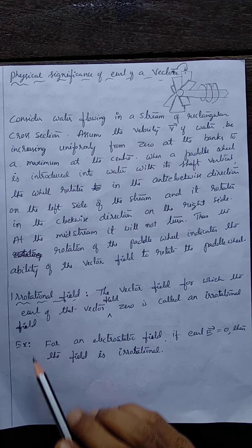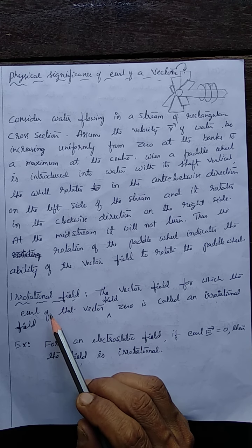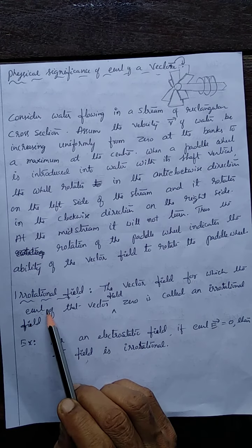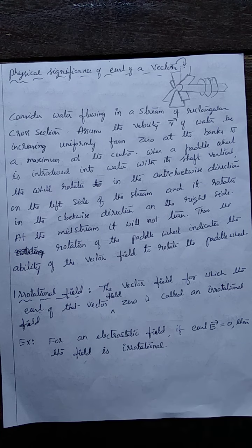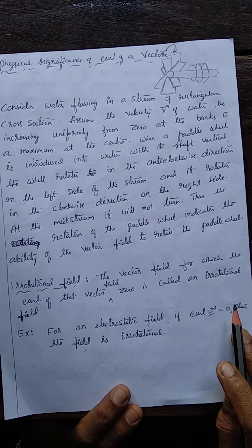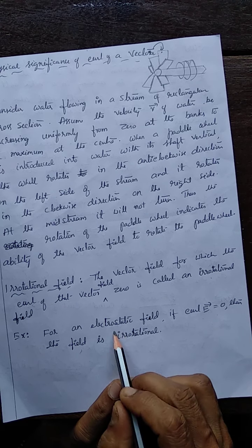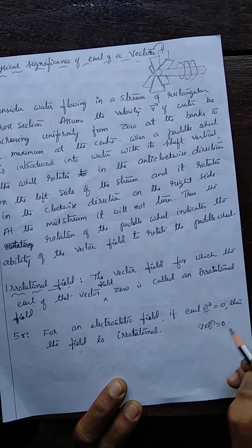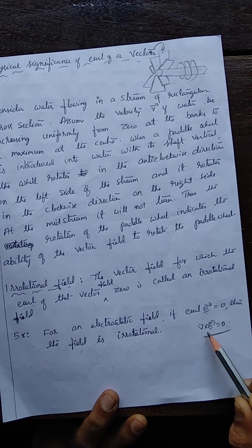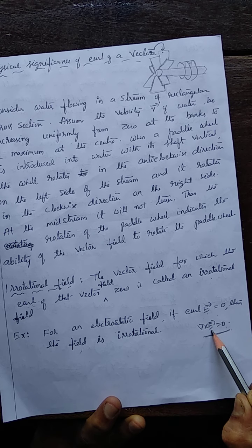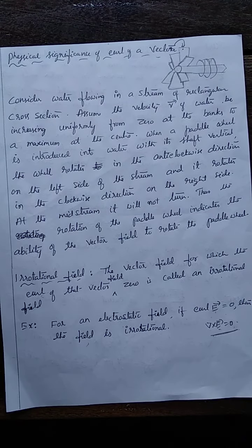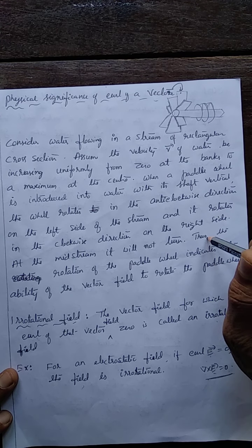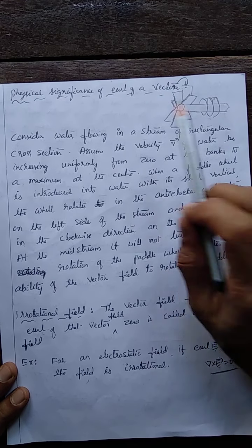When del cross F is 0, there is no rotational effect. There is no rotation produced in the field, so such a field is called an irrotational field. For an irrotational field, del cross F is 0, or curl of that is 0. In the case of an electrostatic field, curl E is 0, or del cross E equals 0. For any vector field in general, curl of that vector field being 0 means that the field is irrotational, no rotation produced. Physical significance: here I have given one example to explain the physical significance of the curl of the vector.